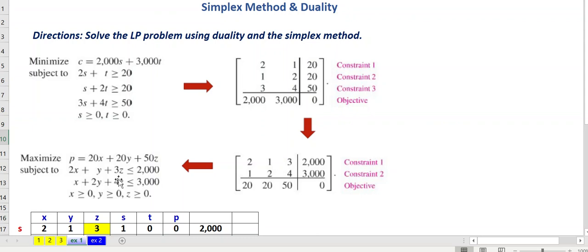Also notice that in the original problem, we had 2 variables and 3 constraints. But in the dual problem, we have 3 variables, 2 constraints. That will always switch. However many variables you have here, that will be the number of constraints that you have. The number of constraints you have will be the number of variables. So the number of variables and constraints always switch when you do the transpose.